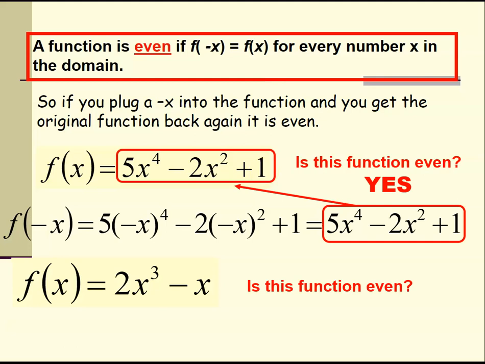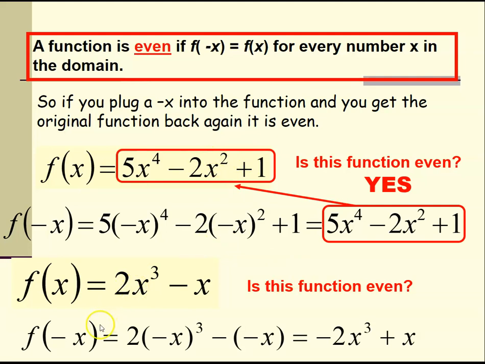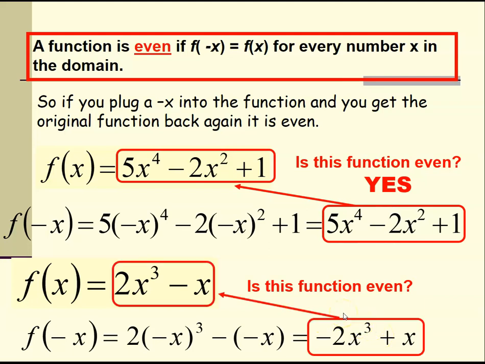But here in the second function, is it even? When we substitute negative x, we have f of negative x equals 2 times negative x cubed minus negative x, which equals negative 2x cubed plus x. So everything has changed. Therefore, this one is not an even function. Let's go to an odd function.